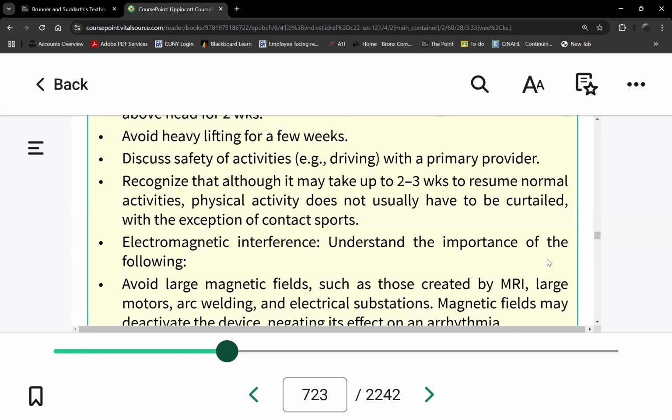So who gets a pacemaker again? Second degree. No, that's ICD. Who gets a pacemaker? Second degree, second and third degree. Second degree type 2. Okay, second degree type 2 and third degree heart block. Those two get a pacemaker. Are we clear? Yes. All right.